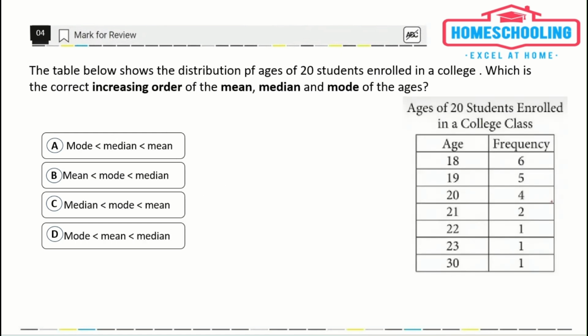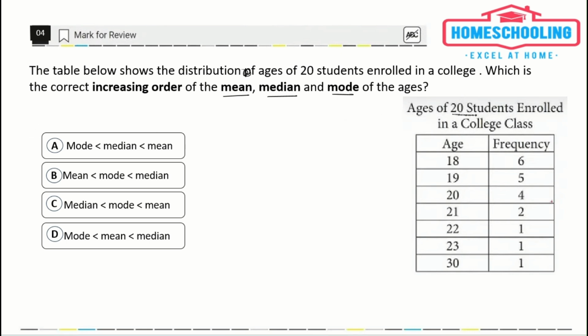Now let's move on to question number 4. The table shows the distribution of ages of 20 students enrolled in a college. What is the correct increasing order of mean, median, and mode? This question was asked a few years back in the SAT exam, so this is a very important question.